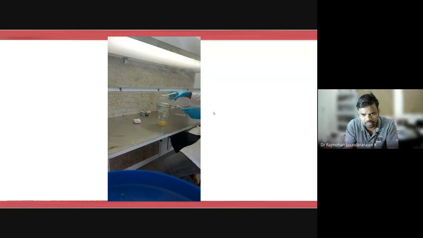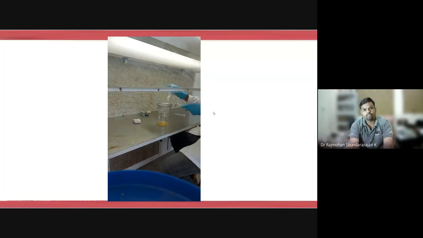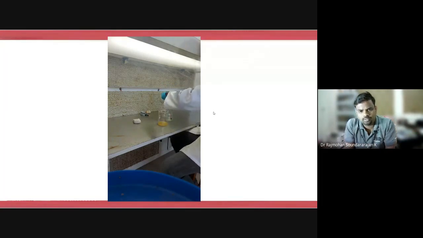Otherwise, contamination will take place. If contamination happens, this 2 days' work or 3 days' work is wasted. Again, you have to start from the first. That's why there should be no laziness whenever we are operating with all these microorganisms or enzymes. So we have to sterilize all utensils or whatever we call them.